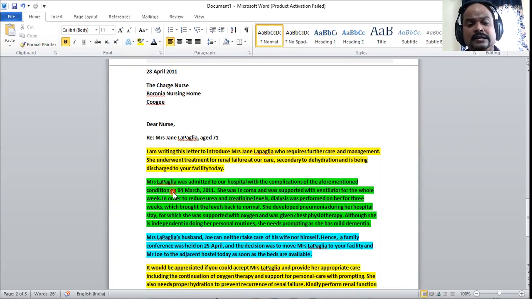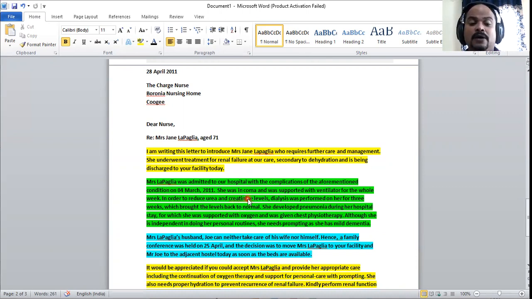Now Mrs. Lapaglia was admitted to our hospital with the complications of the aforementioned condition. So I have connected this with the complication of the aforementioned diagnosis or condition. That was renal failure. It's not a diagnosis, it's a disease condition, the renal failure. So with the complications of these conditions, she came to the hospital. And on which date? The admission date was 4th March 2011.